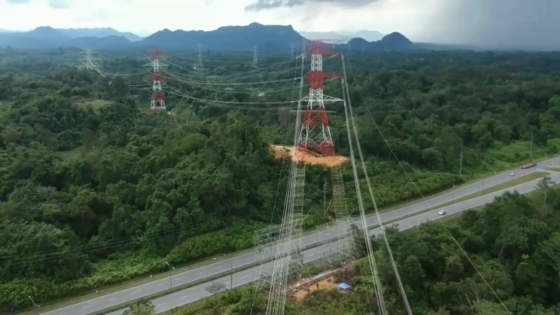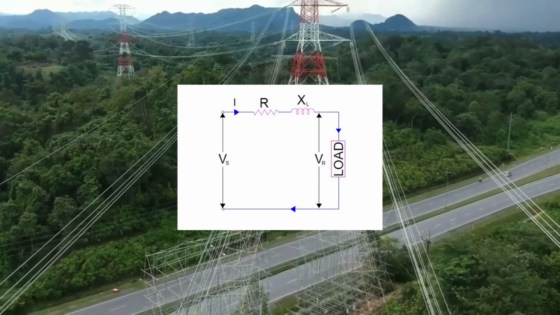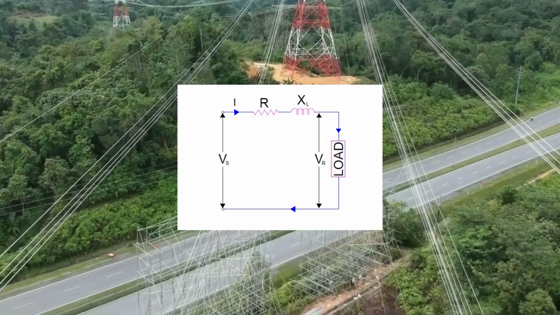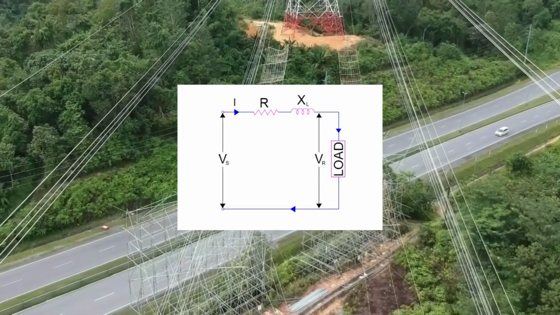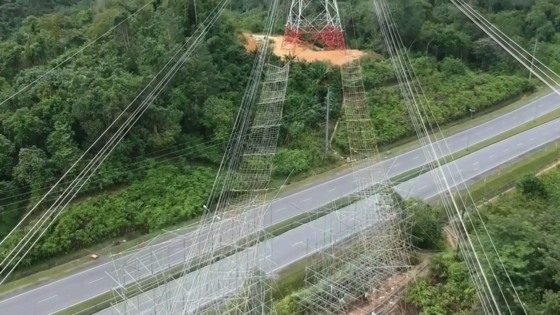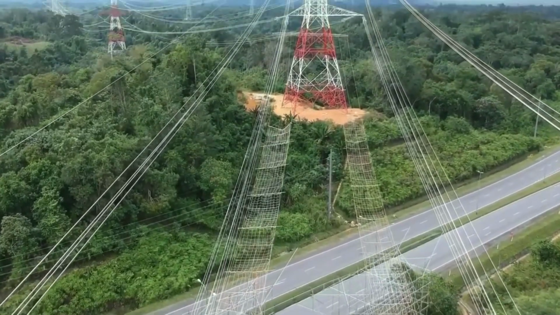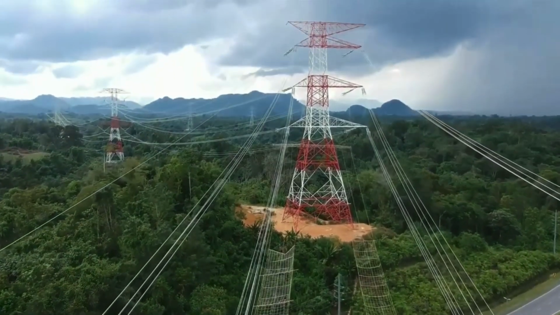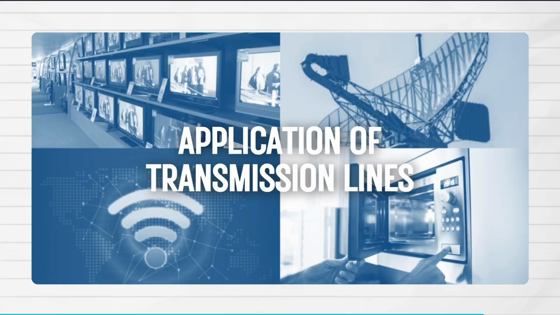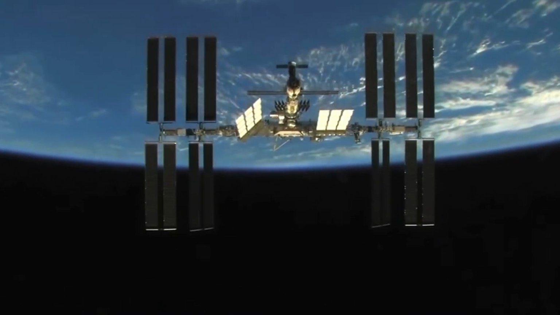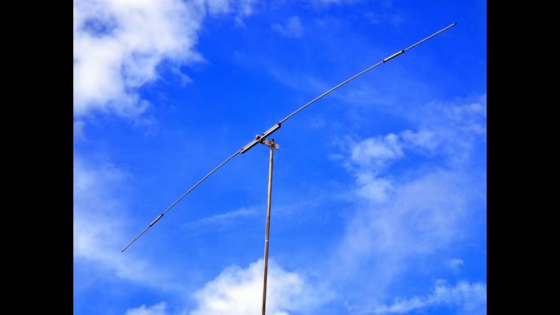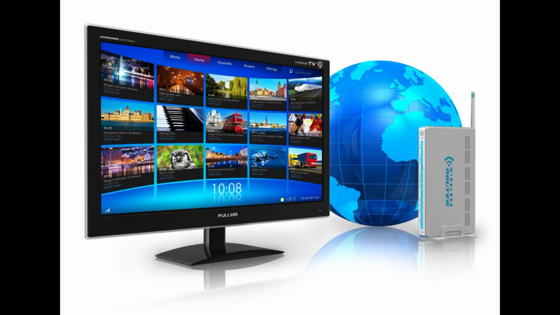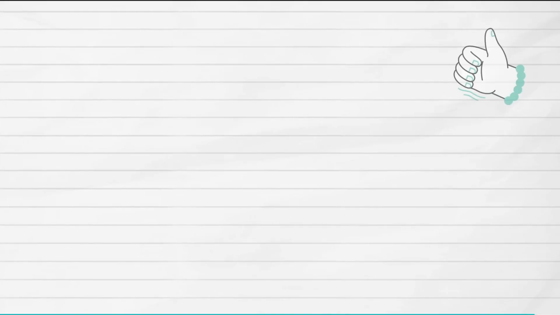Another key aspect is voltage regulation, where the voltage at the receiving end can drop due to the line impedance, especially under heavy load. That's why impedance matching and proper line design are essential to keep the system stable and efficient across long distances. Besides power transmission, transmission lines are also used in various applications like radio frequency communication systems, antennas, radar, television, and even the internet.